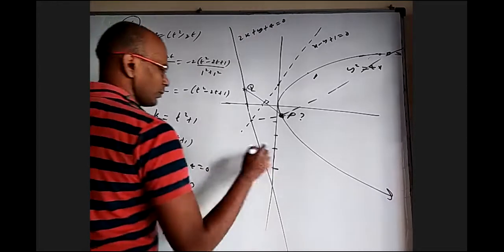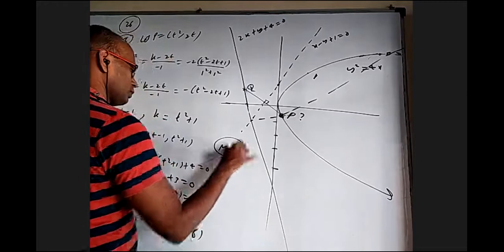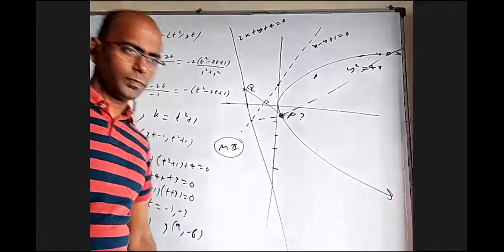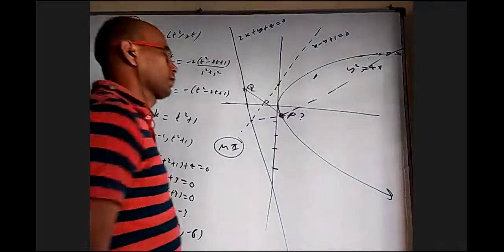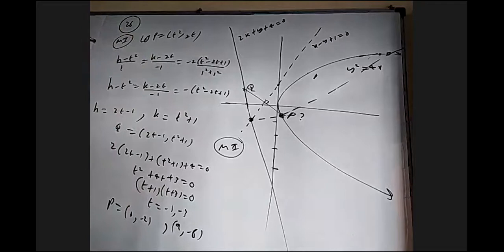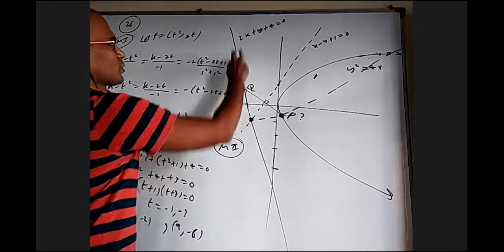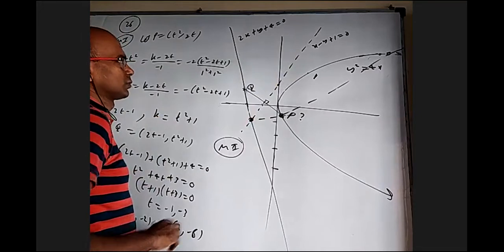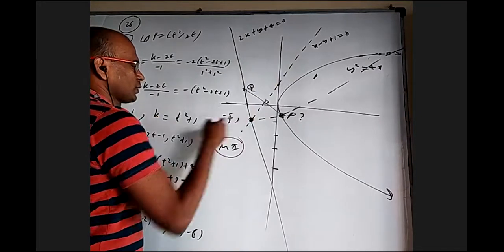This is one method. Method 2. What is the image of one line with respect to another line? First of all, I want to find this point by solving these two, and I get 3x plus 5, so minus 5 by 3.